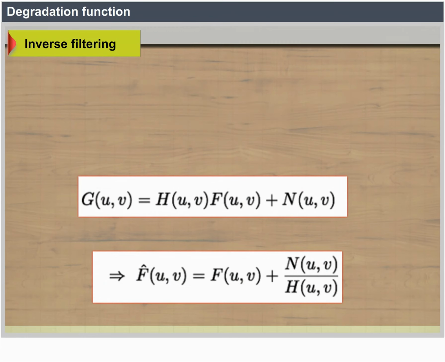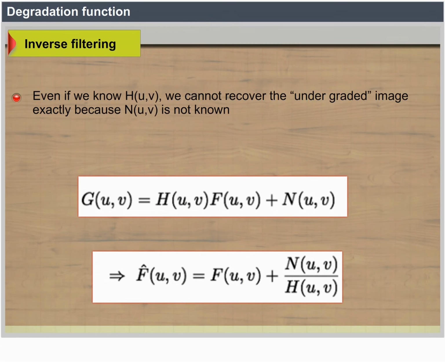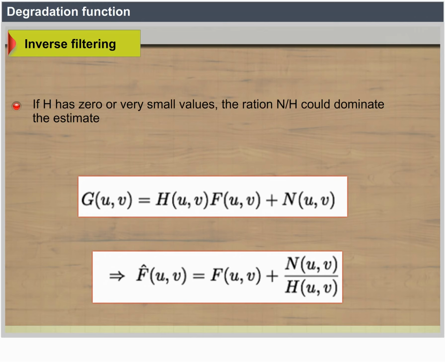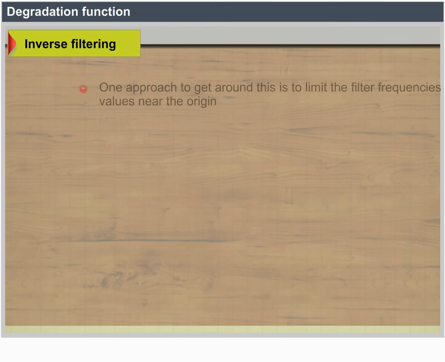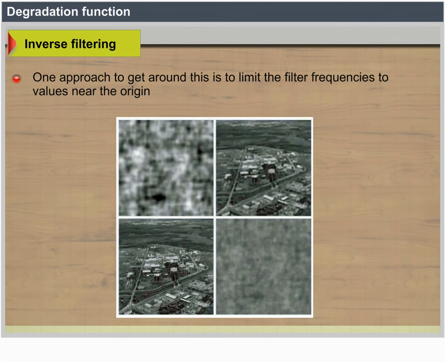Even if we know H(u, v), we cannot recover the undegraded image exactly because N(u, v) is not known. If H has 0 or very small values, the ratio N/H could dominate the estimate. One approach to get around this is to limit the filter frequencies to values near the origin. Figure A is the result of using the full filter, B the result with a cutoff outside radius 40, C outside radius 70, and D outside radius 75.